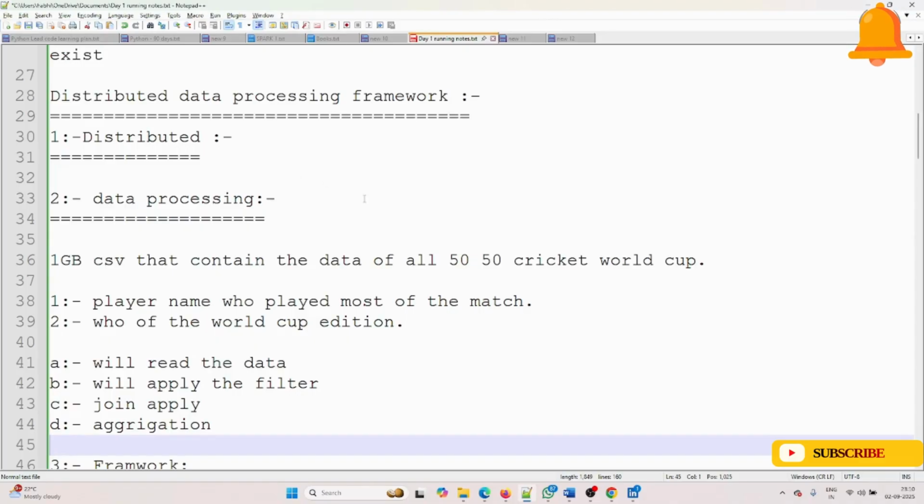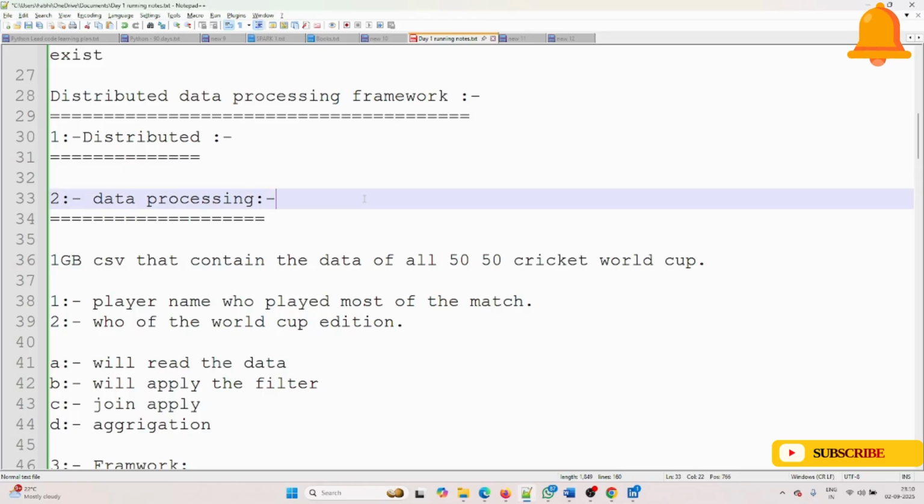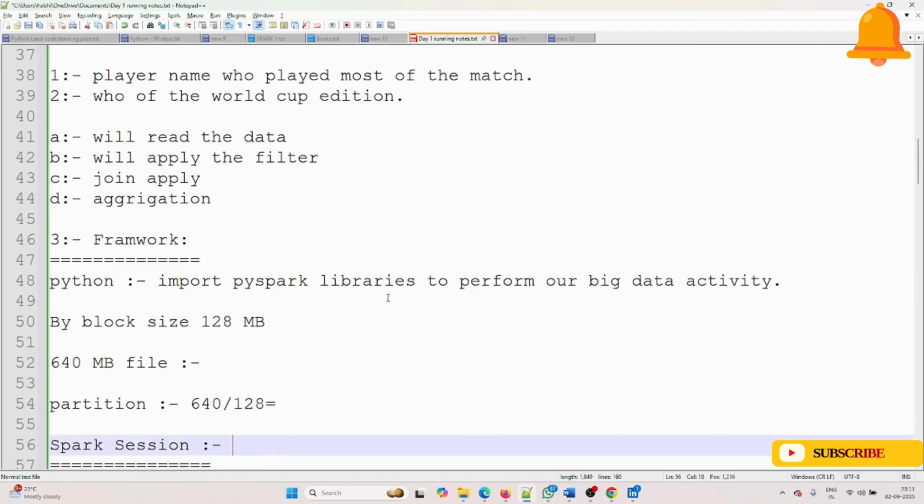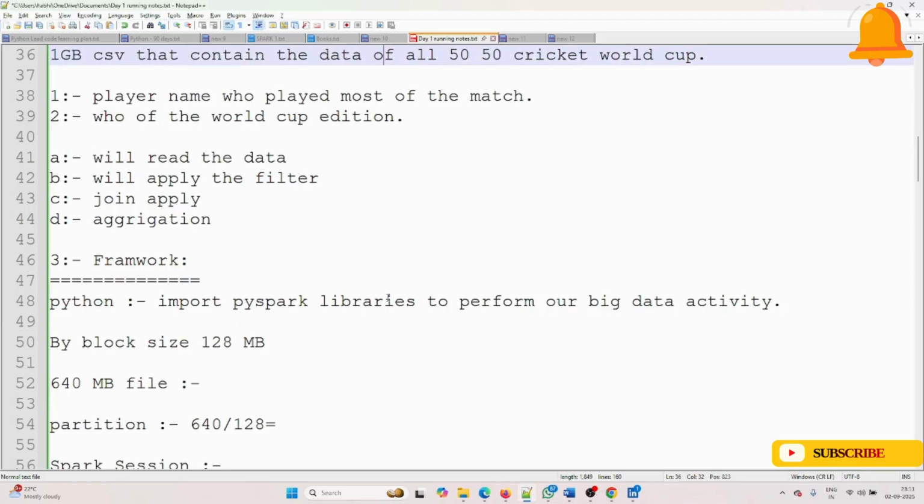Now another part is framework. A framework is nothing but a structured platform that provides APIs, libraries, and tools to make it easier for the developer to build big data applications. So in one line, a distributed data processing framework means a system that lets you process very large data sets by splitting the work across multiple machines automatically. This is the main definition of a distributed data processing framework.